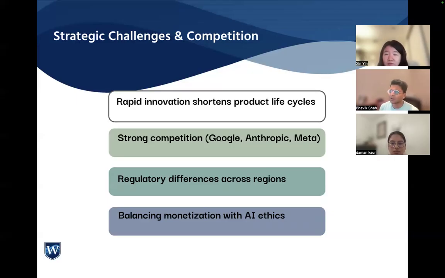Beyond these challenges, maintaining a balance between monetization and ethical use of AI remains a critical issue. Companies must ensure that the pursuit of profit does not compromise user trust or contribute to societal harm, making strategic foresight and adaptability essential for sustained success. Next slide.